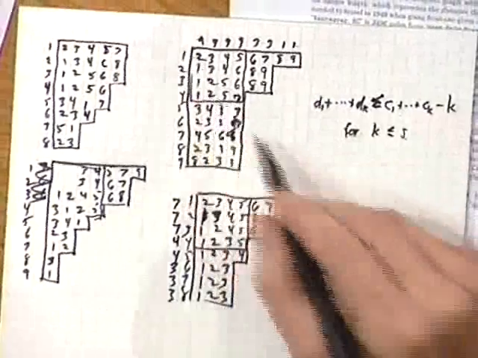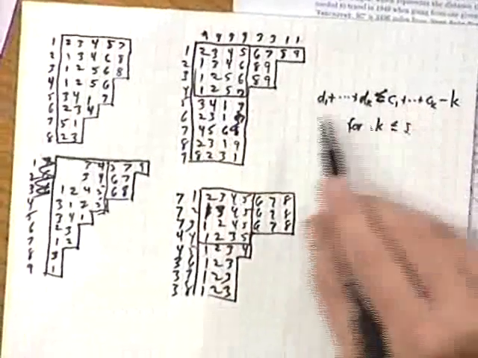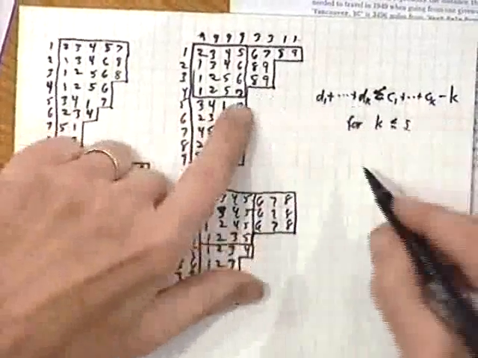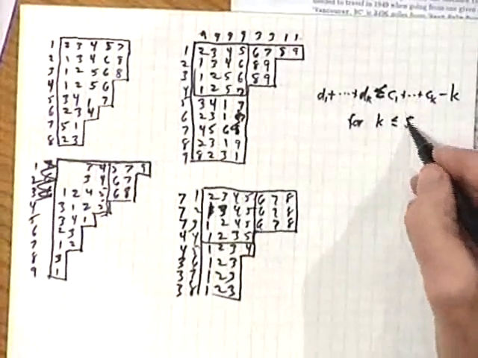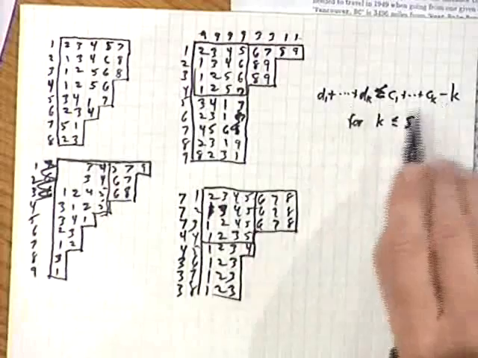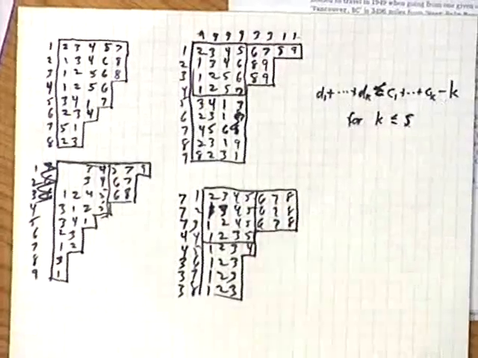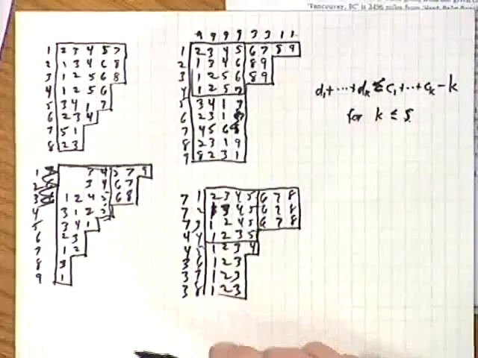So the size of the square, S, is the largest K where D sub K is greater than or equal to K. And so it's easy to determine S, and then you make this test, and in linear time you figure out whether the sequence is graphical.